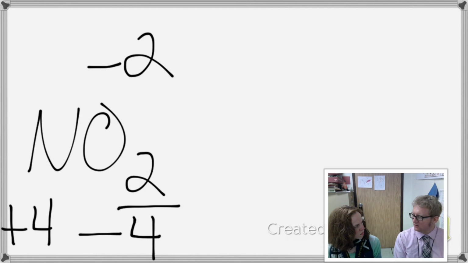I thought we just had nitrogen as minus 3. Right, and minus 3 is what you would expect because that's where it is on the periodic table. This is why it's important to remember: charges and oxidation numbers are not always the same thing, especially if we're looking at a compound like this. What kind of compound is NO2?